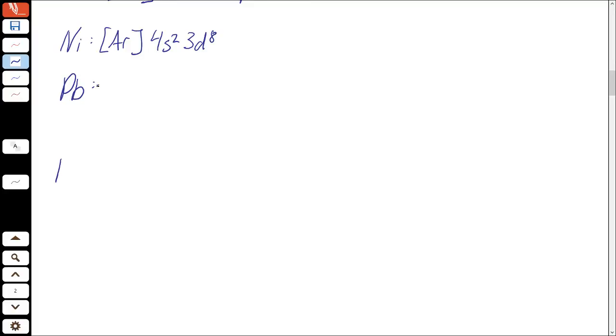So lead is number 82. What's its closest noble gas that's lower than it? Xenon, yeah, for Pb. So that's xenon. All right, so what's after xenon? Well, after xenon is going to be cesium and barium, which is what shell? That's going to be the 6s.